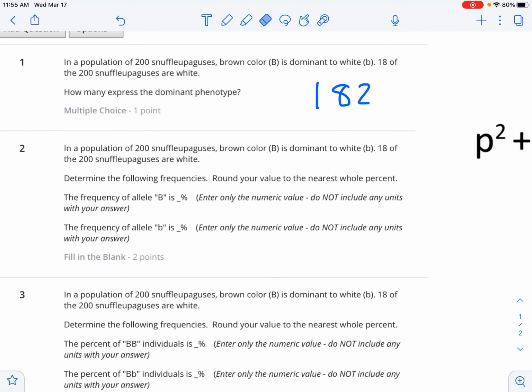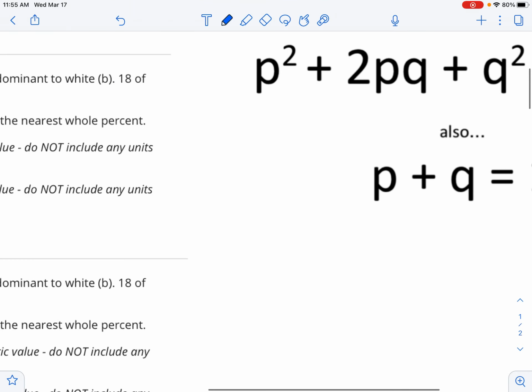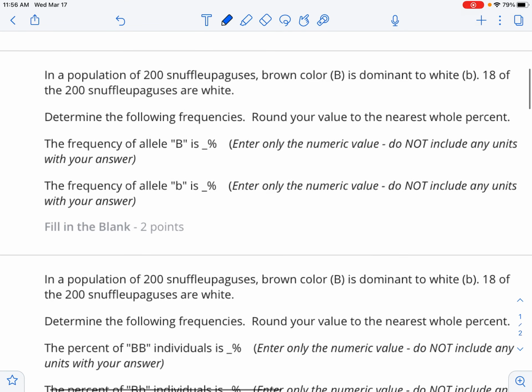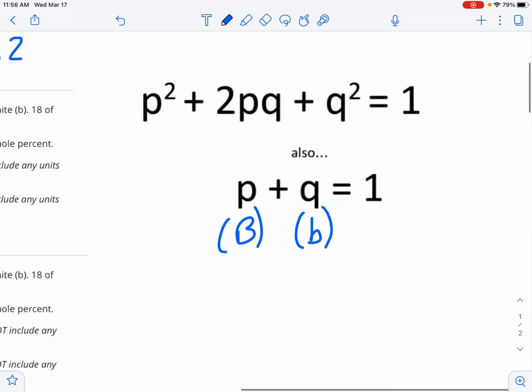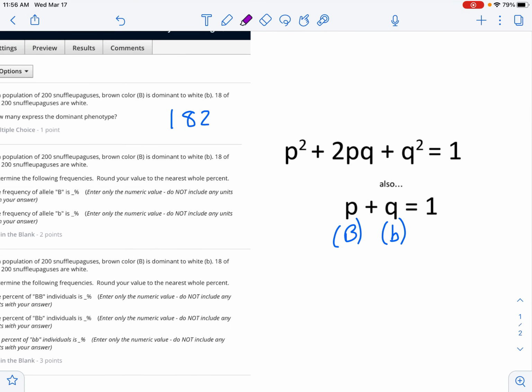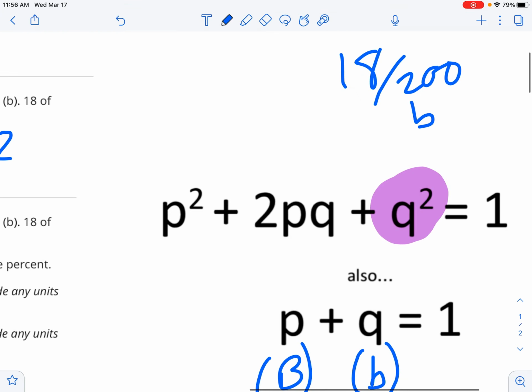Question 2: what is the frequency of the B allele? That's really asking what is p, and then what is the frequency of the allele lowercase b. We start with q squared again, because 18 out of 200 show the recessive phenotype, so 18 out of 200 have the recessive genotype. To be recessive, you have to be lowercase b, lowercase b.